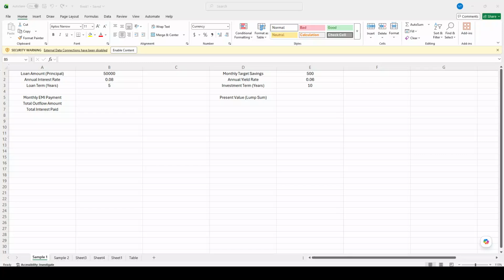In today's video, I am going to teach you how to calculate EMI and present value in Microsoft Excel. We will use a few simple Excel formulas to calculate the monthly EMI for a loan, the total amount paid over the full loan period, the total interest paid, and the present value needed for a savings goal. These calculations are useful when you want to understand the real cost of a loan or when you want to plan how much money is needed today to reach a future financial target.